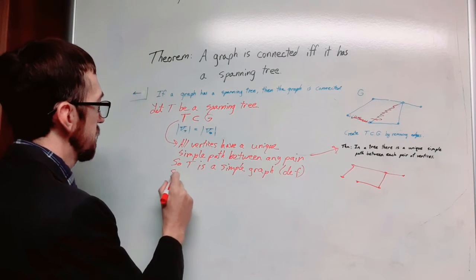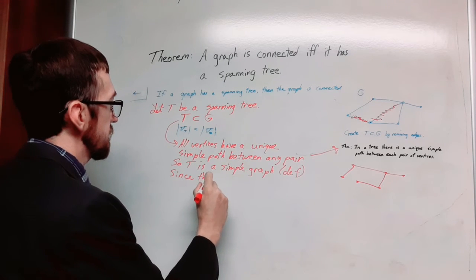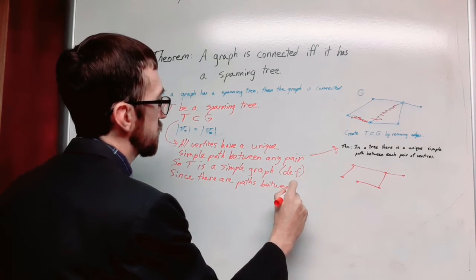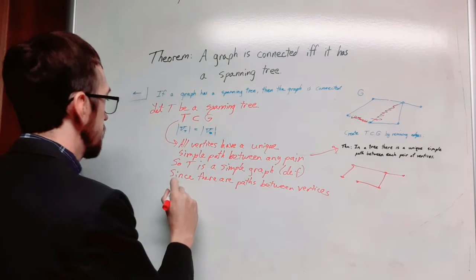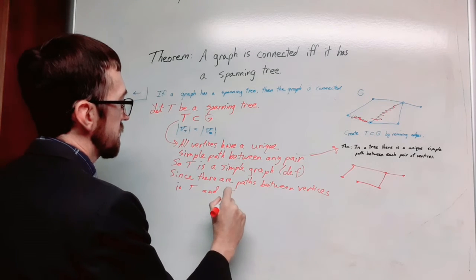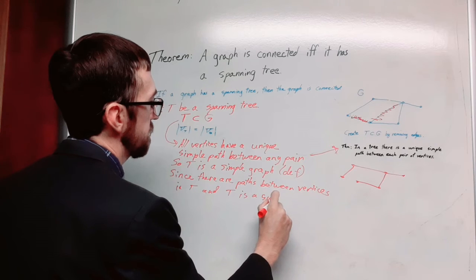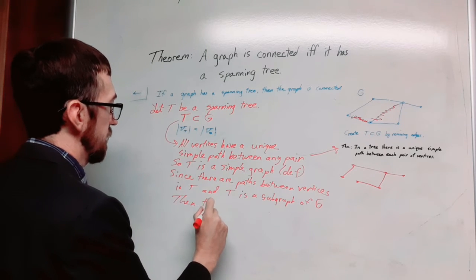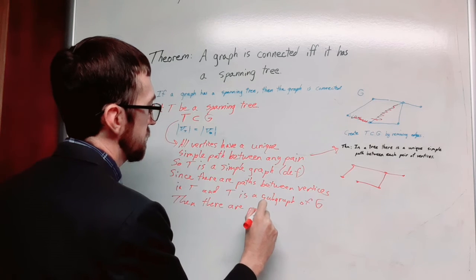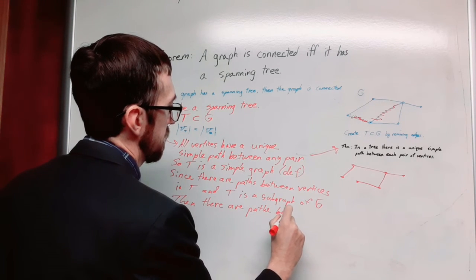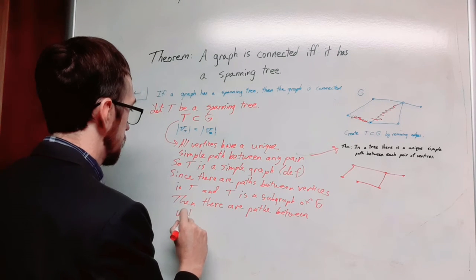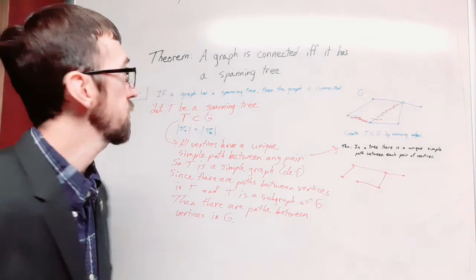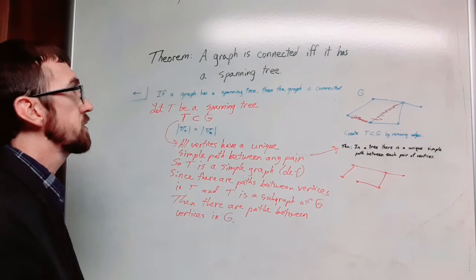So since there are paths between vertices in T, and T is a subgraph of G, then there are paths between vertices in G. And at this point we have what we wanted. We've shown that G is connected.